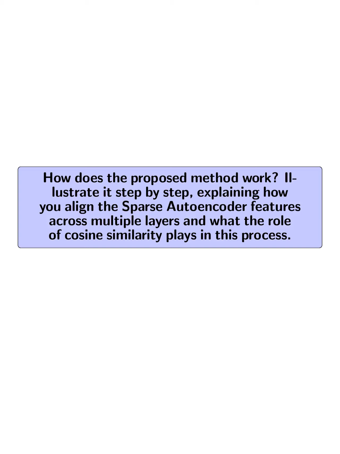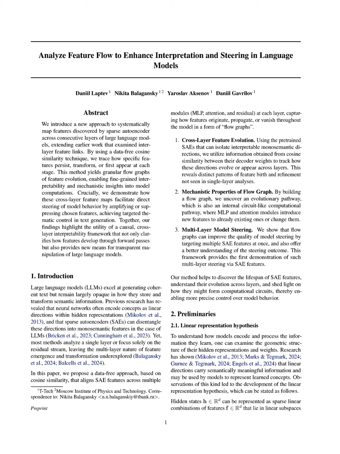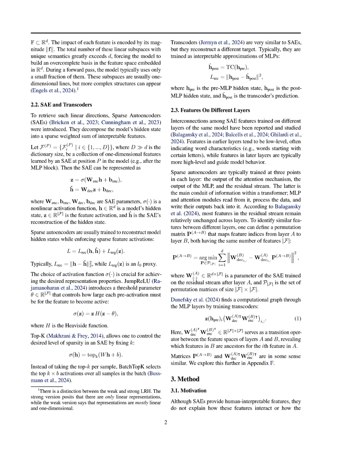How does the proposed method work? Illustrate it step by step, explaining how you align the sparse autoencoder features across multiple layers and what role cosine similarity plays in this process. The proposed method aligns sparse autoencoder, SAE, features across multiple layers by utilizing cosine similarity to track the evolution of features throughout the model. First, SAEs are trained at 3 key points in each layer: the output of the attention mechanism, the output of the MLP, and the residual stream.